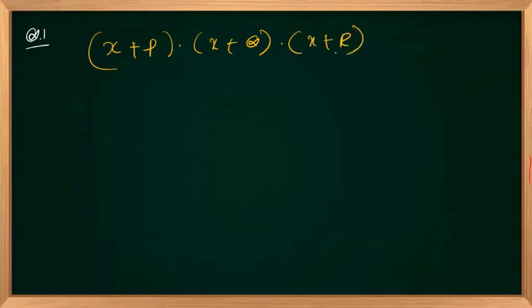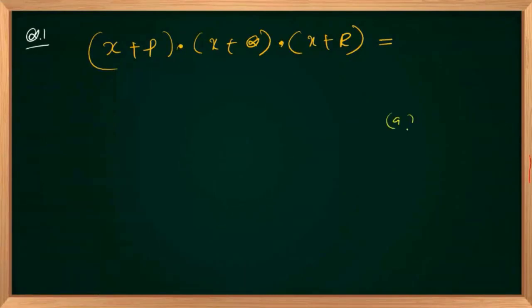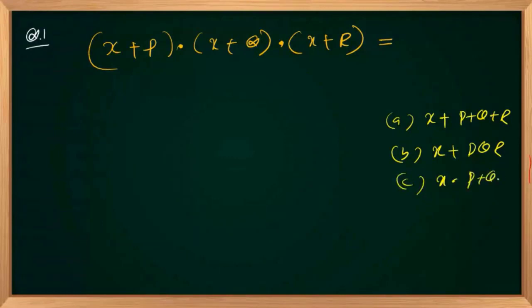Simplify the given expression (x + p)·(x + q)·(x + r). Four options are given: x + p + q + r, x + pqr, x·(p + q + r), then x(p + q) + xr.